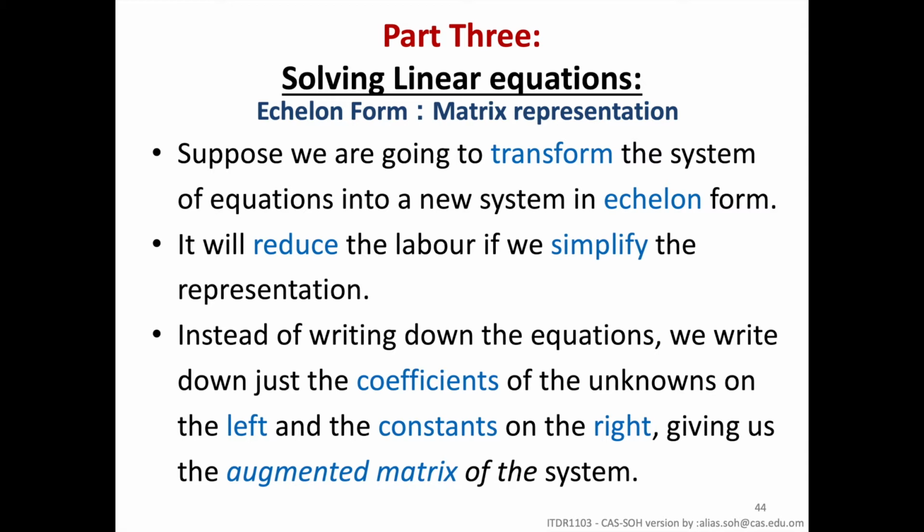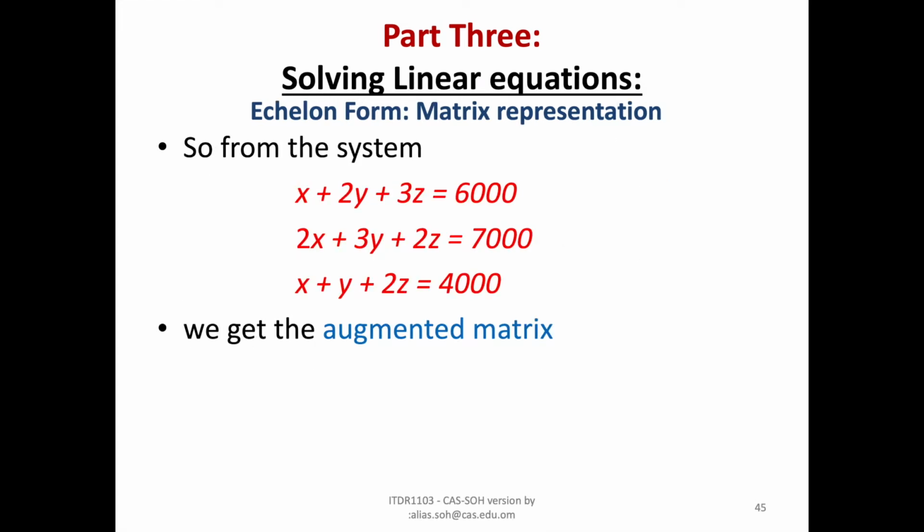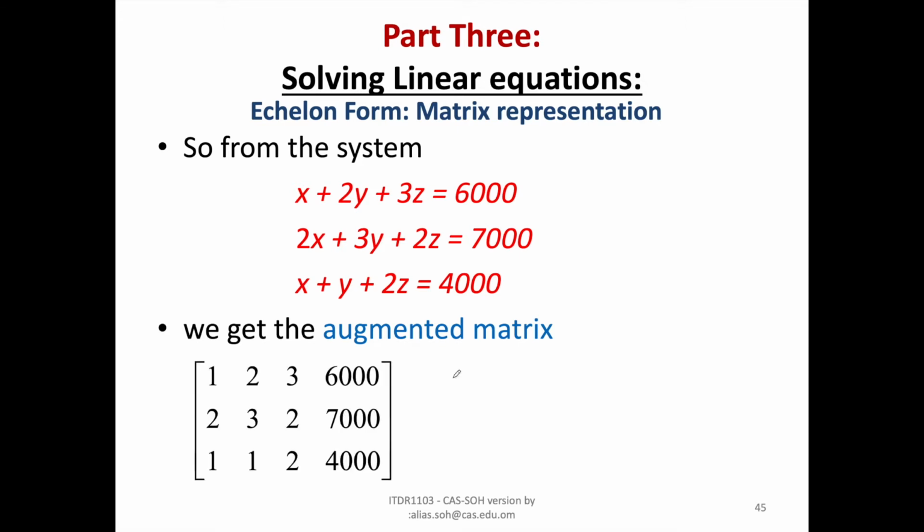Now suppose we transform the system of equations into a system in Euclid form, then we reduce the labor, so we simplify the representation. So from the system in here, we can get the augmented matrix. An augmented matrix consists of two parts. The first part is whatever is in here. Then we have a space, or you can put a line. Then we have the constants. So what are those numbers? They are the coefficients of the variables in here. You see? We just write the coefficients of those variables along with the constants in here.